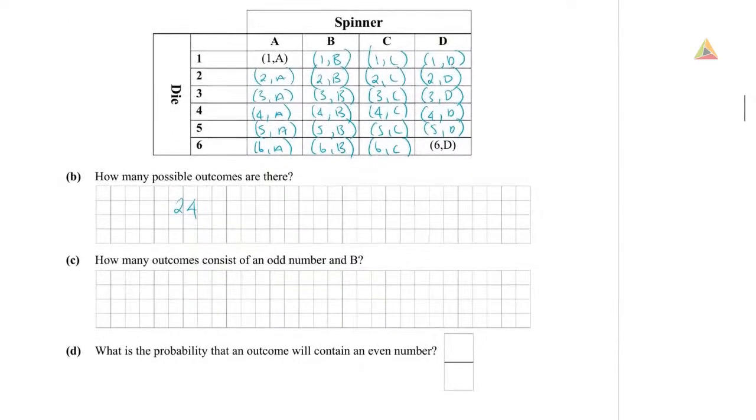How many outcomes consisted of an odd number and a B? So let's have a look here. So that's the first one, 1 and B, 3 and B, and 5 and B. So the answer there is 3.